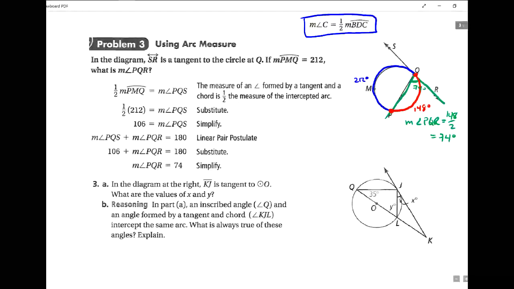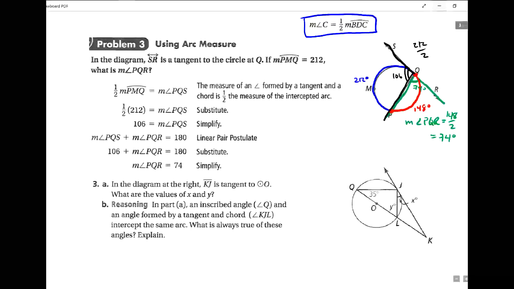Now, we could also look at our other inscribed angle here, right? This is the inscribed angle. What is the measure of this angle right here? Well, it's half of 212. What's half of 212? 106.